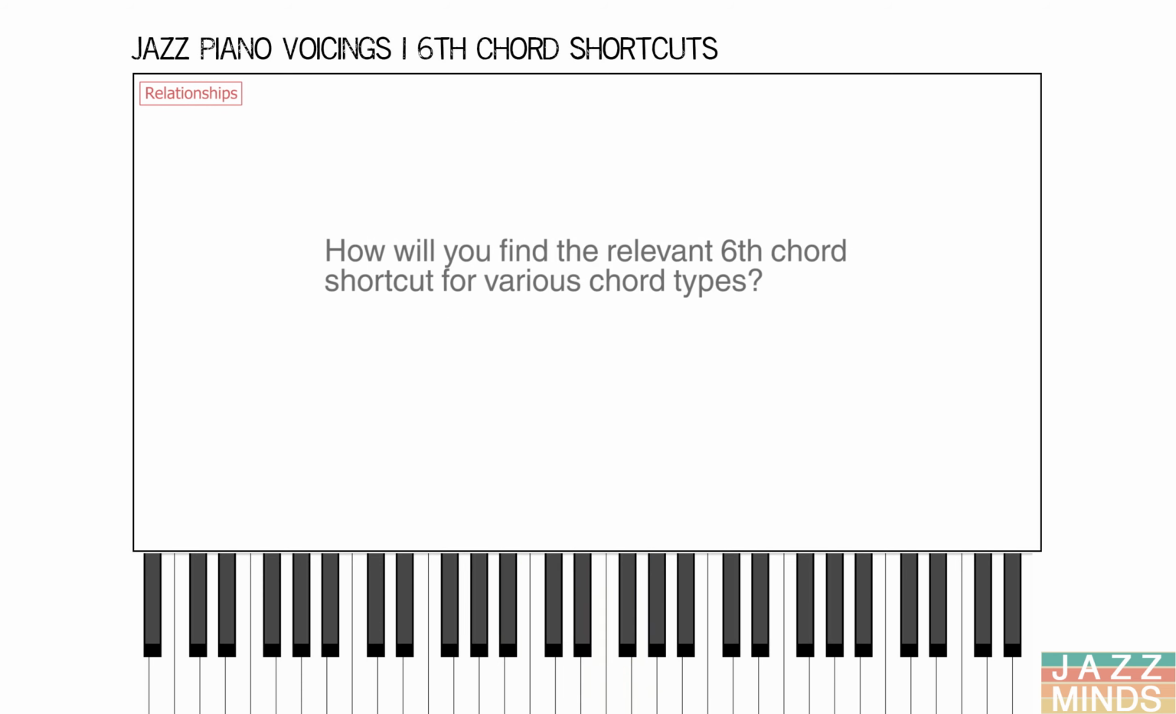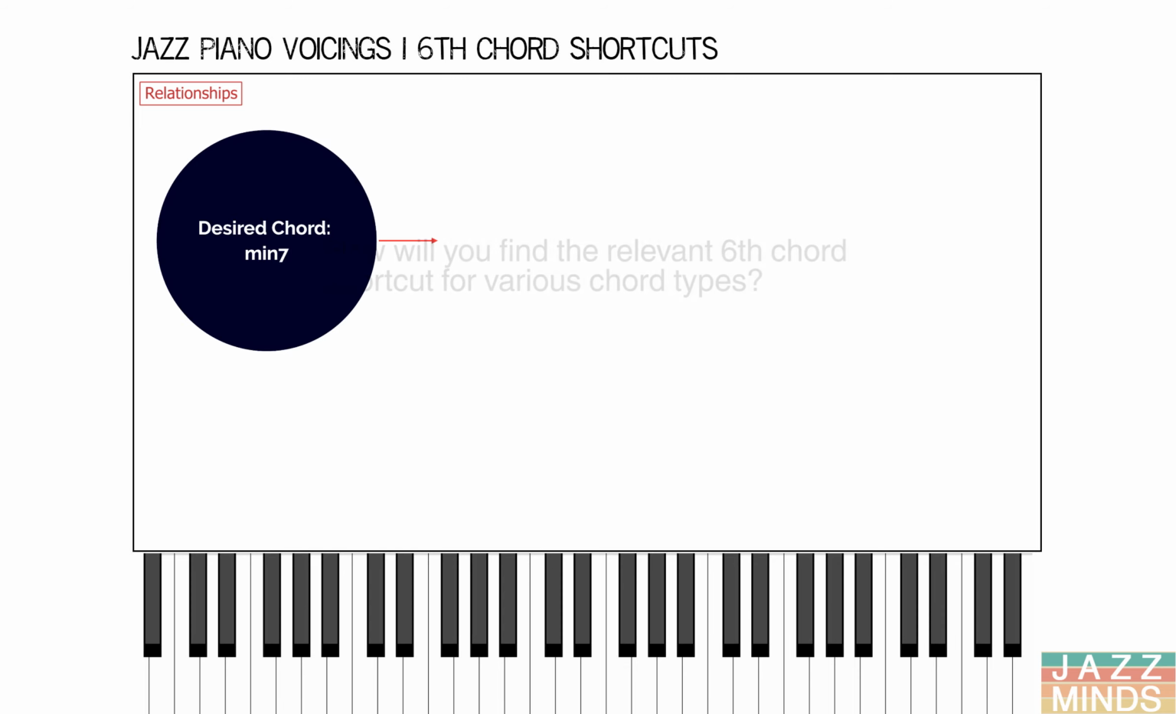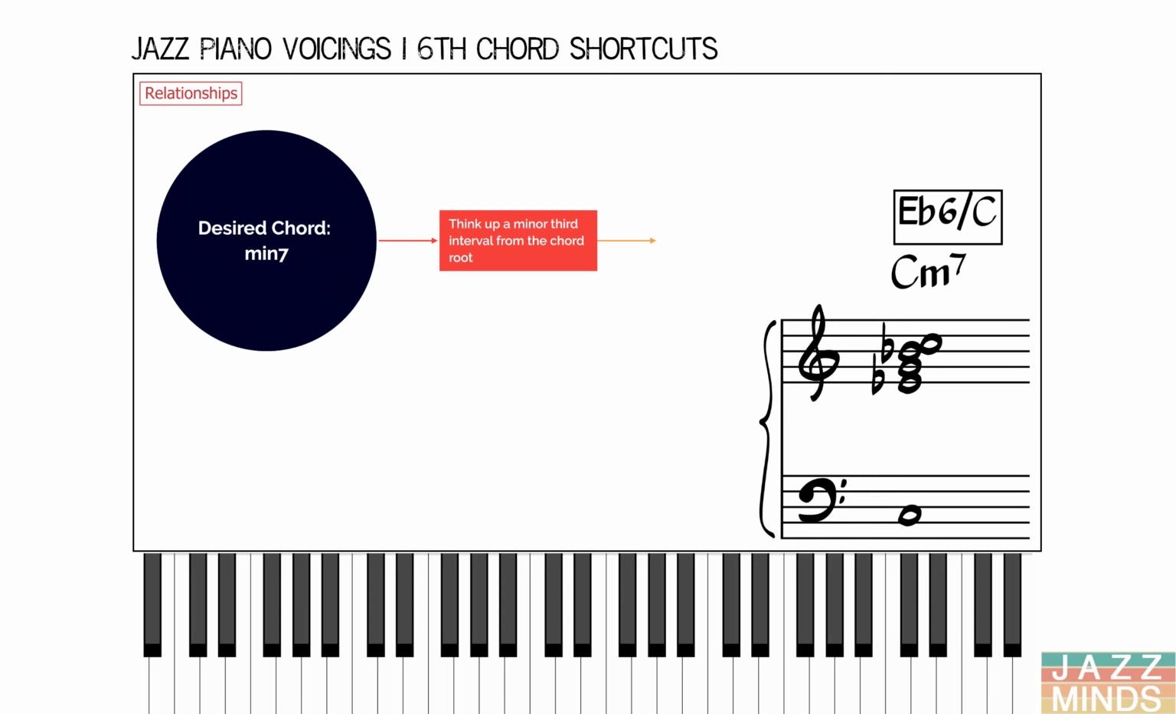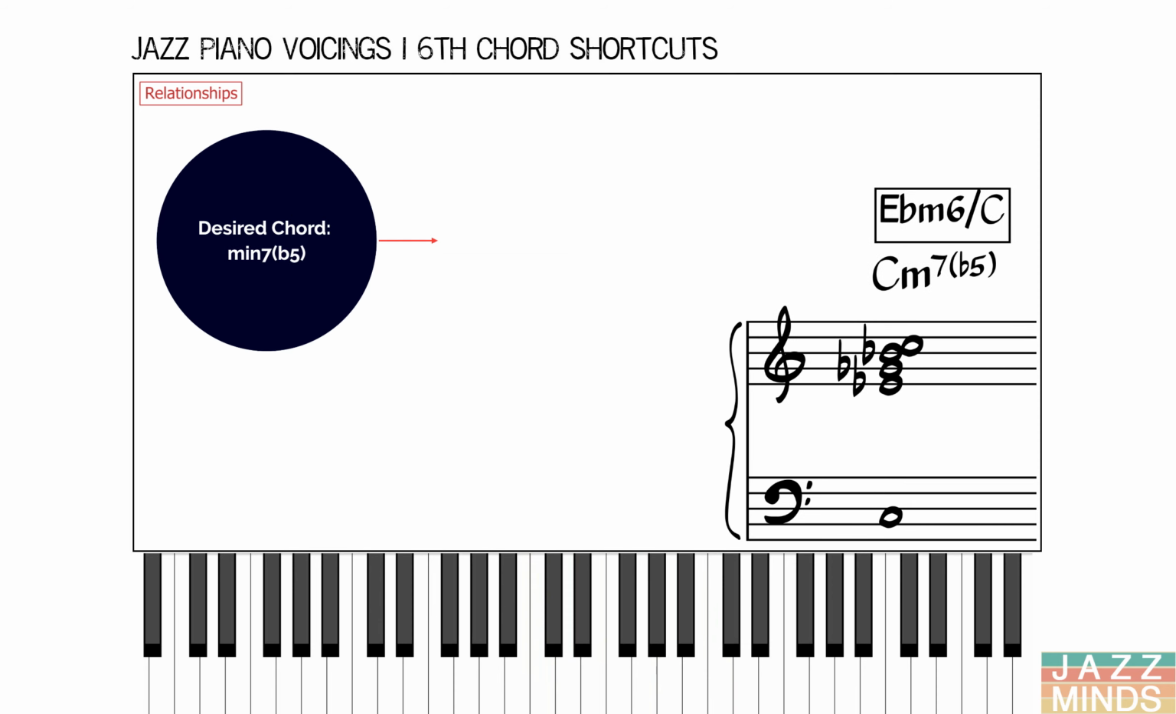To fully utilize 6th chord shortcuts, you can try to work on understanding the relationship of each type of notated chord to its superimposed 6th chord shortcut. Here are the basic rules. For a minor 7 chord voicing, think up a minor 3rd interval from the root and play a major 6th chord shape. For a minor 7 flat 5 chord voicing, think up a minor 3rd interval from the root and play a minor 6th chord shape.